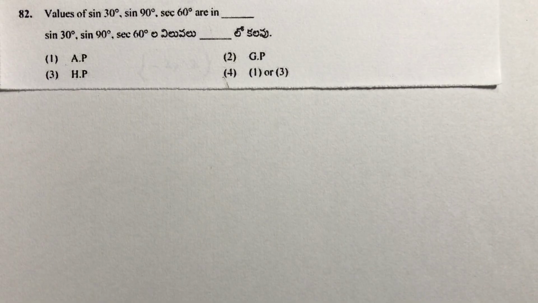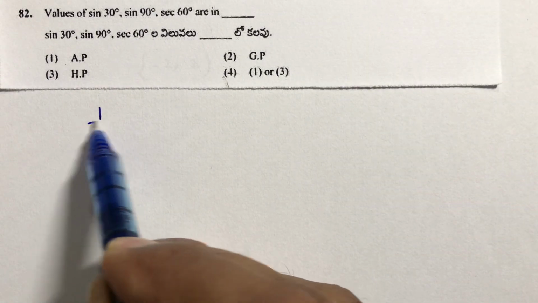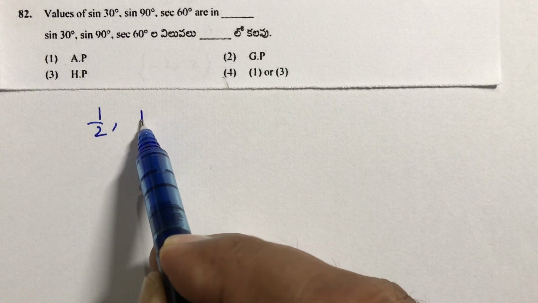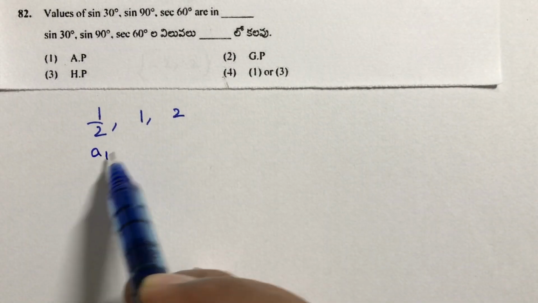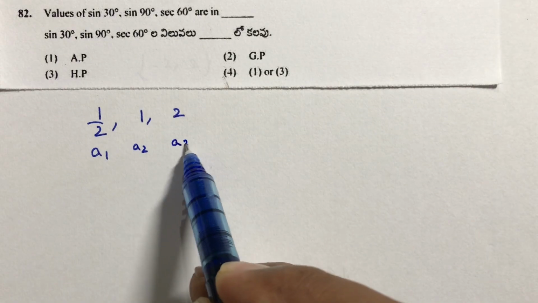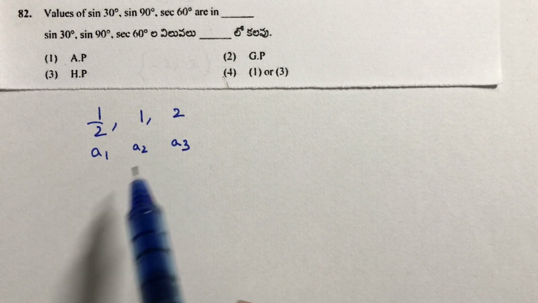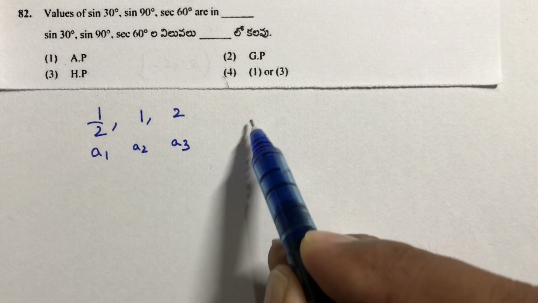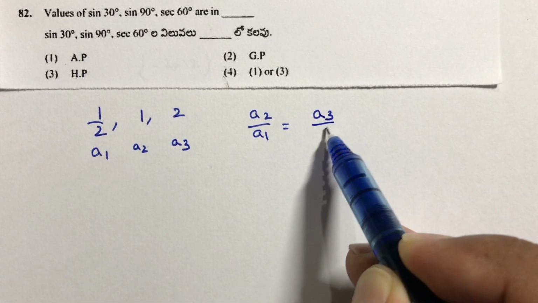Values of sine 30, sine 90 and secant 60. Sine 30 is 1 by 2, sine 90 is 1 and secant 60 is 2. So here A1, A2, A3. They are not in AP because A2 minus A1 is not equal to A3 minus A2. So A2 by A1, A3 by A2.